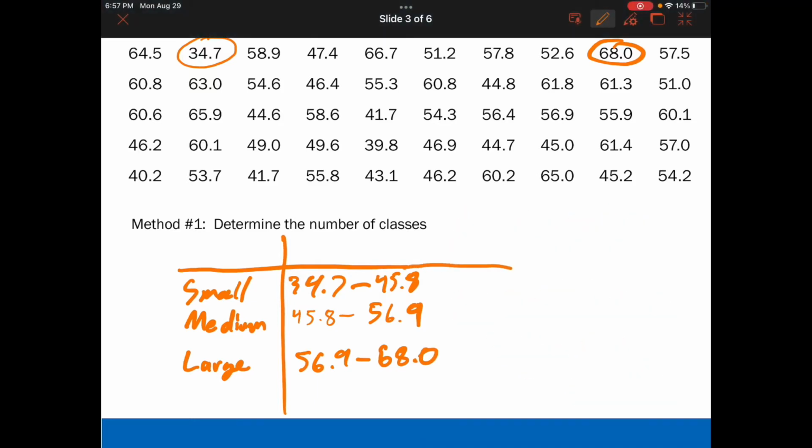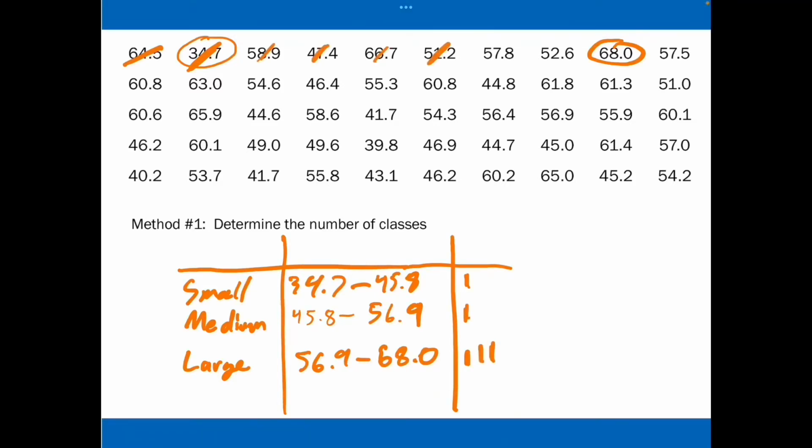So now what we need to do is place all of our values within our classes. So I'm going to go through each one and look at 64.5, and I'll mark it out. And 64.5, you'll notice, is in this third class. So I'm just going to make a little tick mark. And I'll continue through here with each one, making a tick mark until I fill them all out. So let's speed up and try to do this a lot quicker.